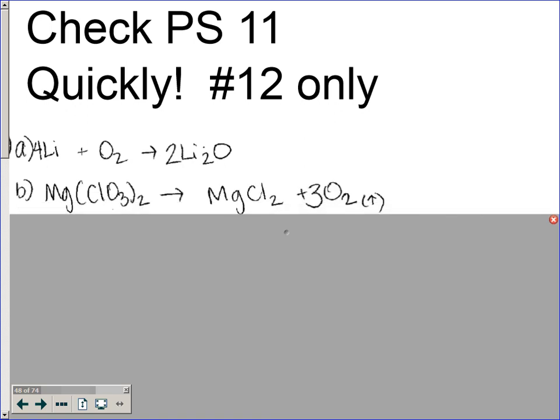B, magnesium chlorate decomposes. What kind of decomposition? Metal chlorates, and they always make what gas? Oxygen, the friendly gas oxygen. Leaving behind a metal chloride, and the metal chloride here is magnesium chloride, and O2 gas is our diatomic oxygen gas. And how do we get this 2 over here? Crisscross. How do we get the 2 here? Diatomic. It's just diatomic. All right.